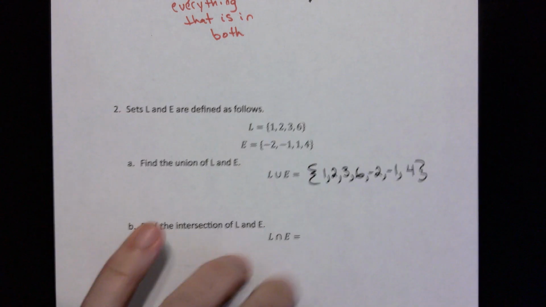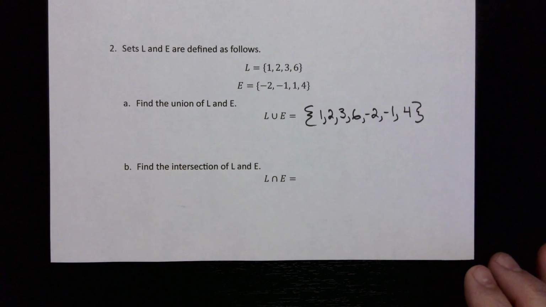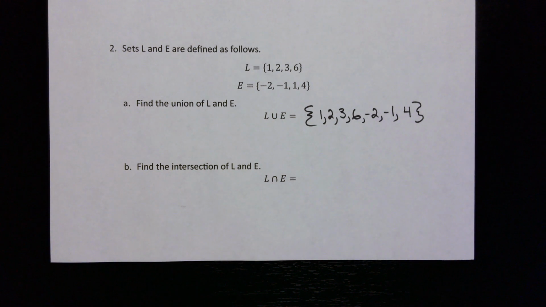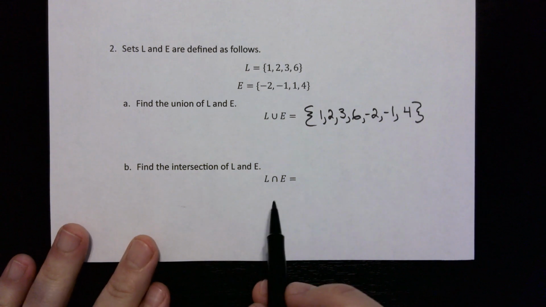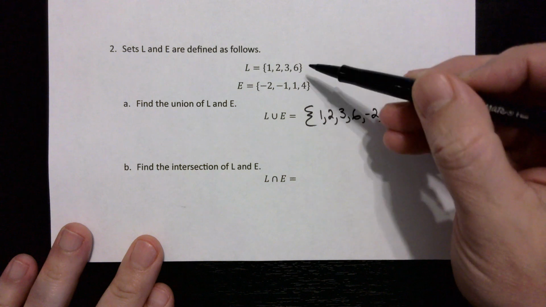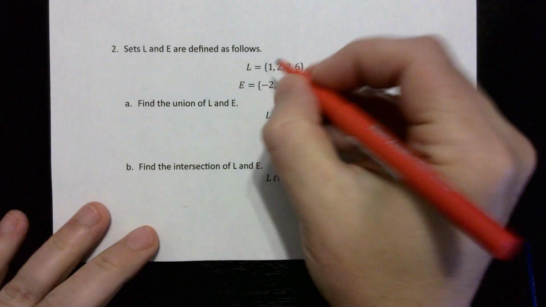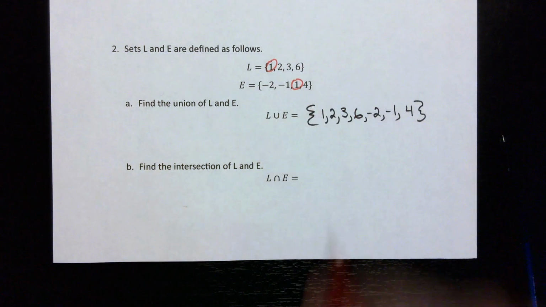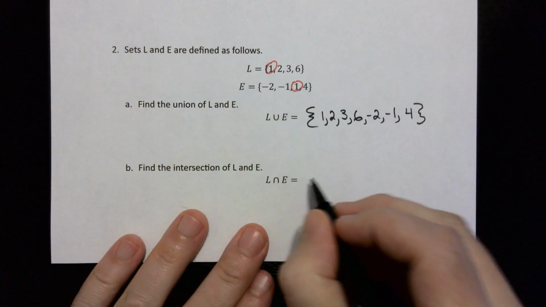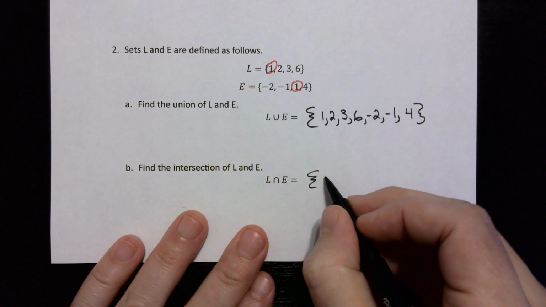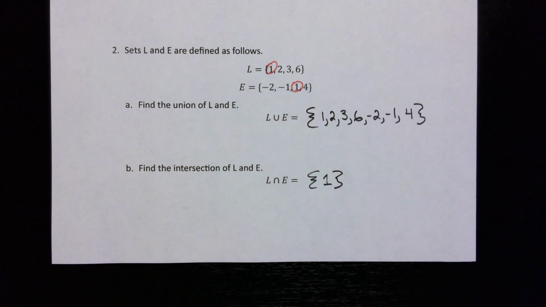But if it shows up in both, only write it the one time, which was this one, the 1. Okay, now for B, we have the intersection, and that's only the things that showed up in both L and E. So both L and E is the only thing we write down. Are there any things in both of these two sets? The only thing that's in both is that right there. They both contain a 1. So the intersection of L and E is the set that contains the number 1. And that's it.